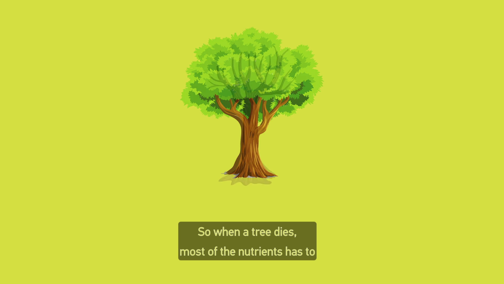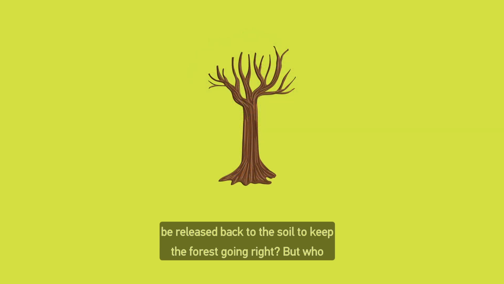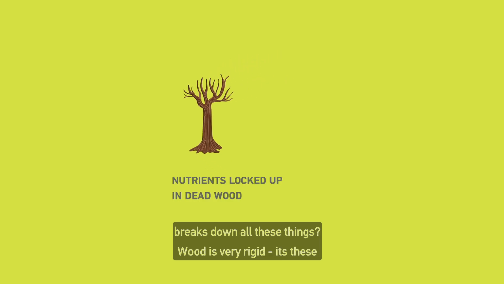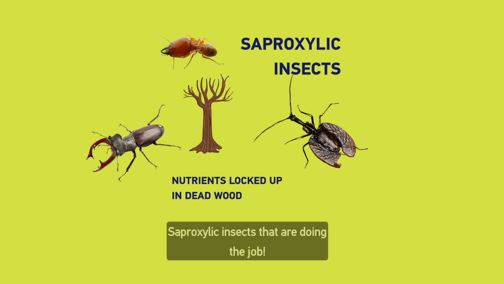So when a tree dies, most of the nutrients have to be released back to the soil to keep the forest going, right? But who breaks down all these things? Wood is very rigid. It's these saproxylic insects that are doing the job.